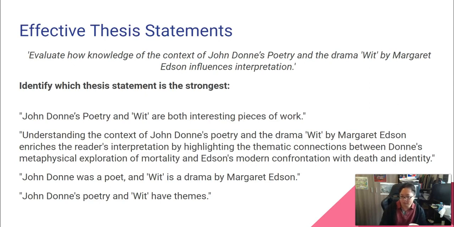Here they are. John Donne's poetry and Wit are both interesting pieces of work. Understanding the context of John Donne's poetry and the drama Wit by Margaret Edson enriches the reader's interpretation by highlighting the thematic connections between Donne's metaphysical exploration of mortality and Edson's modern confrontation with death and identity. Or John Donne was a poet and Wit is a drama by Margaret Edson. Or John Donne's poetry and Wit have themes. Have a moment, think. Which one is the strongest thesis statement?